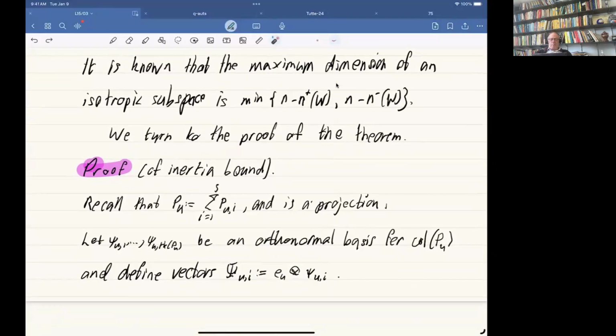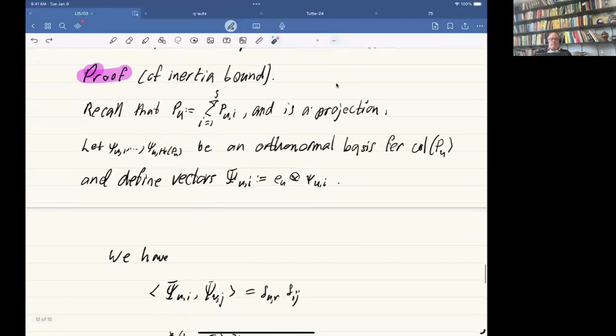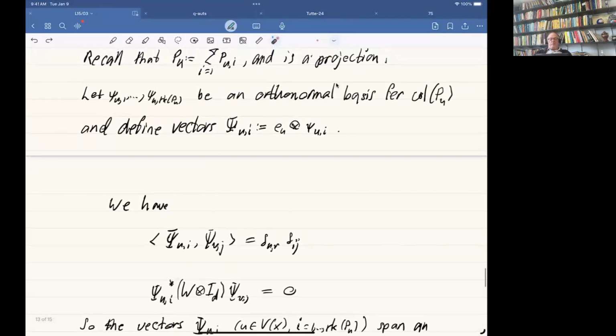I'm going to basically wave my hands about this one. It's a similar trick to before: we defined P sub u to be the row sum, and we recall it's a projection. So P sub u is a projection, and we can take an orthonormal basis for its column space. We use this crazy notation, psi sub u comma i, where i goes from 1 to the rank. Then we define a second family of vectors, tensor products of the standard basis vectors with these columns.